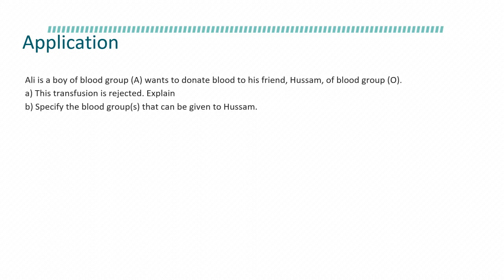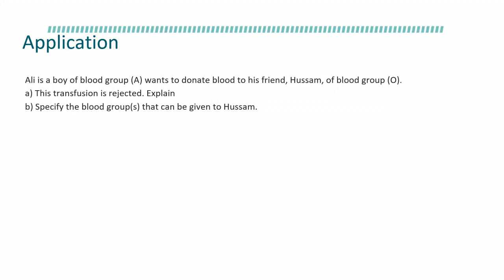Now, let's solve this application. Ali is a boy of blood group A, who wants to donate blood to his friend Hussam of blood group O. This transfusion is rejected. Explain why it is rejected.